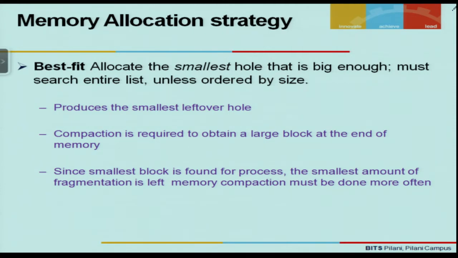The problem with the best fit is that it leaves the smallest size holes. It creates very small holes, and since smaller holes are going to get created, eventually very small unusable holes will get created in the memory. It would lead to what we call external fragmentation, severe external fragmentation, necessitating compaction, so that the memory can be compacted and a large block can be obtained.